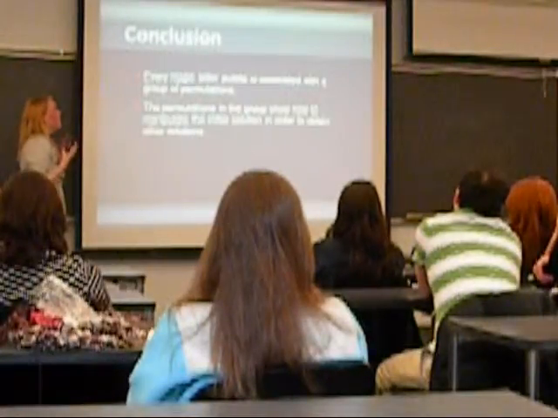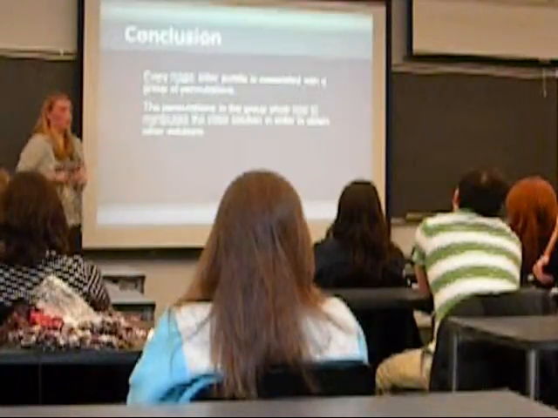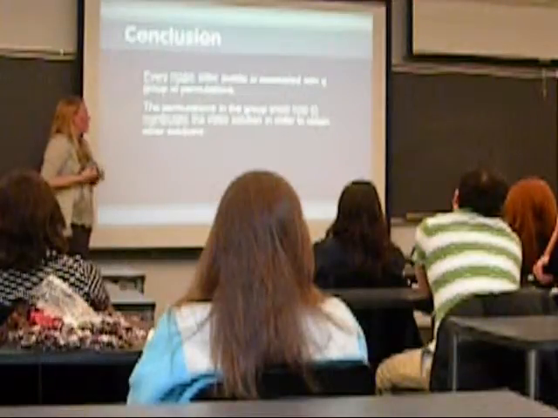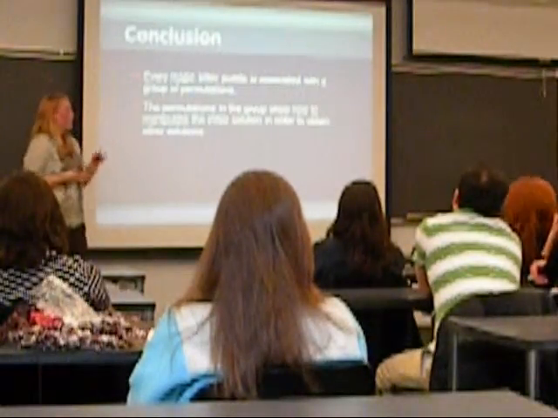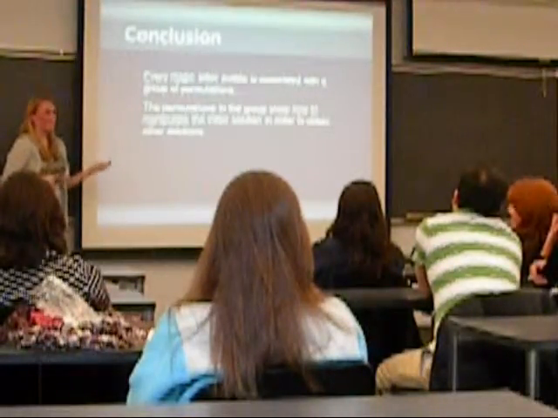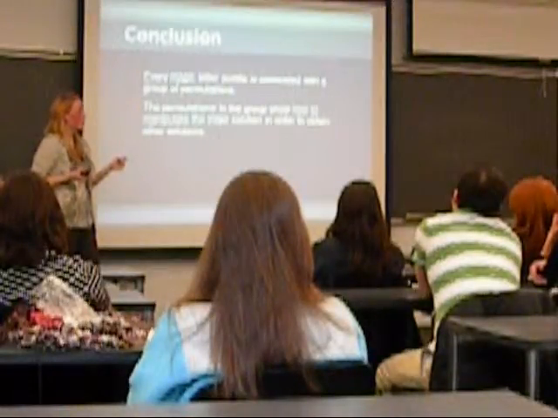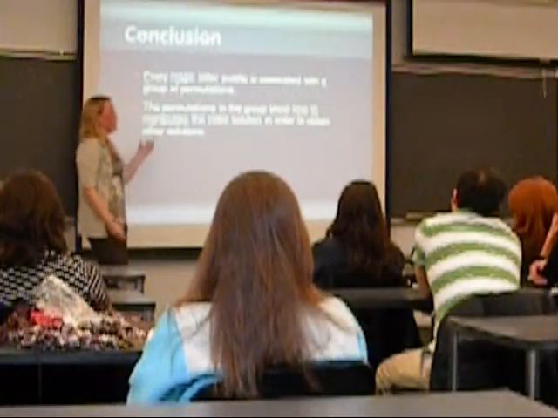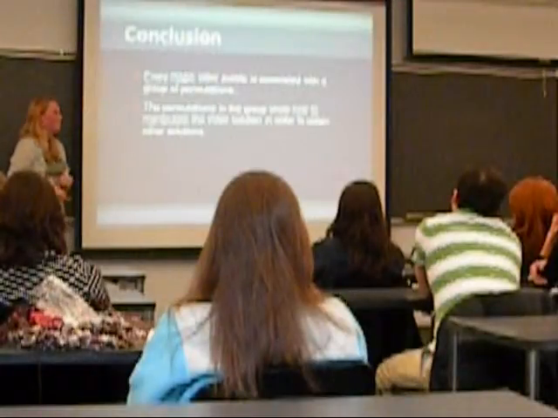So in conclusion, what we basically showed here is that every magic letter puzzle is associated with a group of permutations. The permutations in the group show how to manipulate your initial solution in order to get other solutions. And this is a really basic example of groups, but groups are really important in higher mathematics. This is just an easier way of looking at it and starting to understand it.